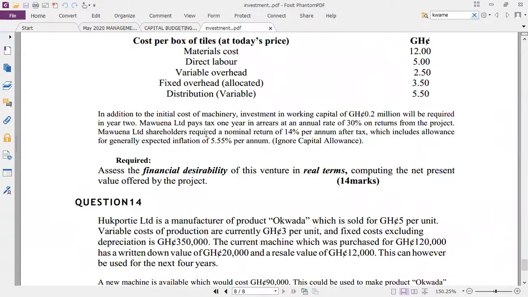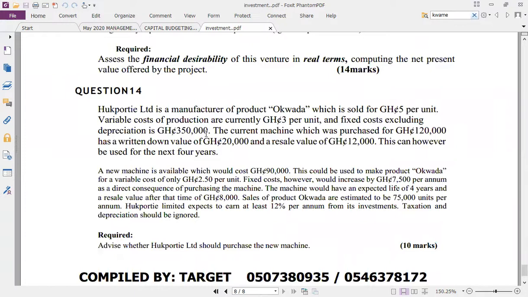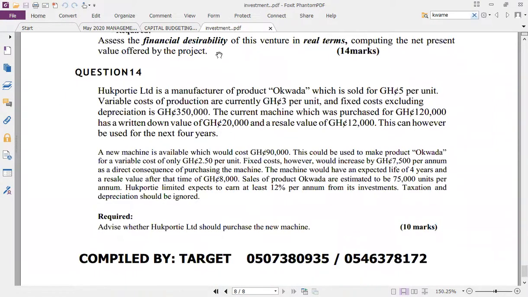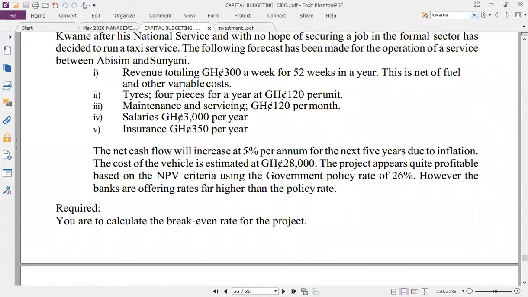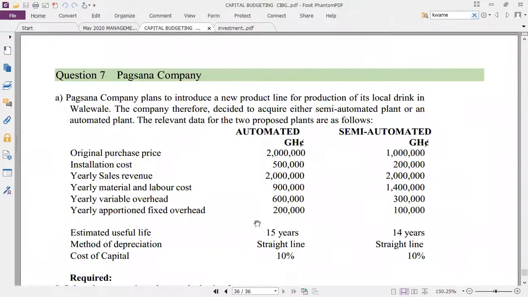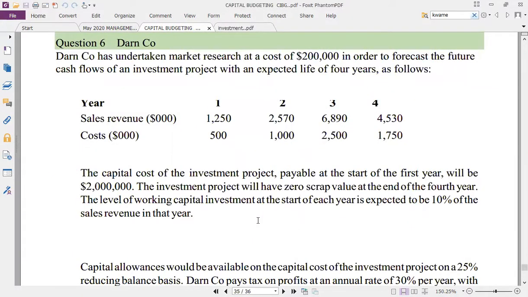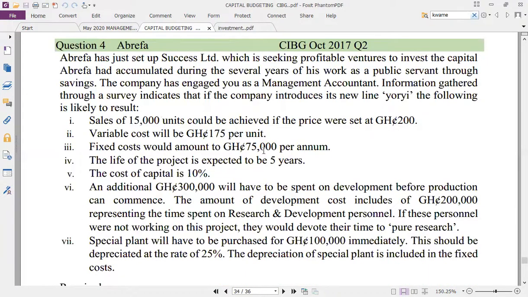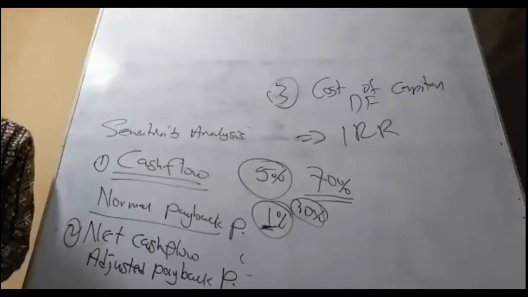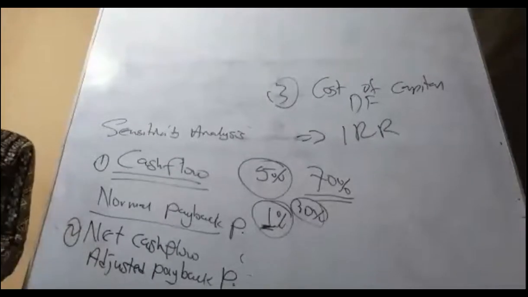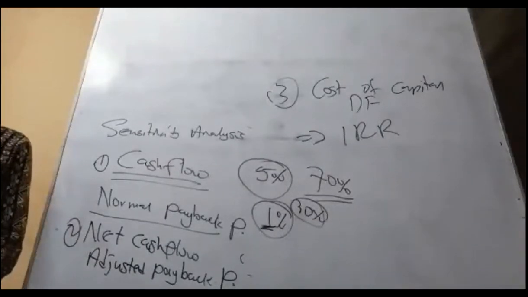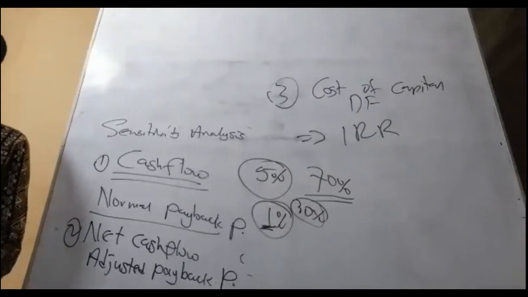Then question 14. Yes, question 14 too is a trial. So these are the questions that you are trying for me. And don't forget that there's a question here that is still pending. And in this handout too, Abrifa is still pending. So that's great. This is how far the good Lord has brought us in terms of capital budgeting. Great.